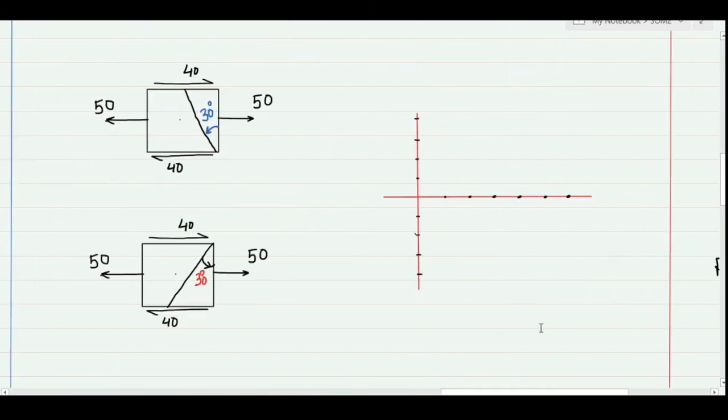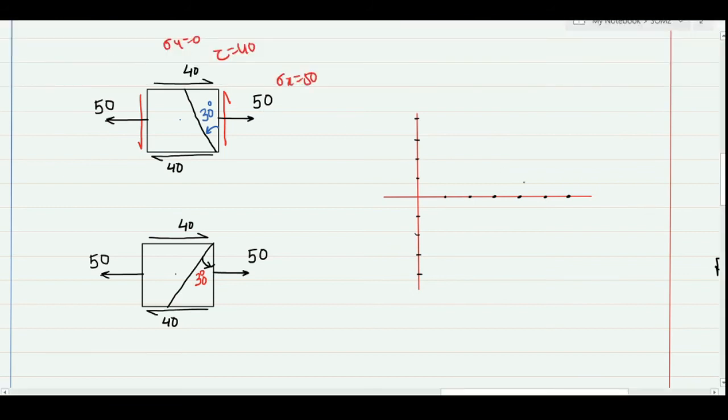Similarly, let's try to solve these two problems. Here we have two stresses, sigma x is 50, sigma y is 0, and my shear is of magnitude 40. I can see that for the vertical face it is of counterclockwise sense, and for the top face it is of clockwise sense. So let's plot these points and construct the Mohr circle.